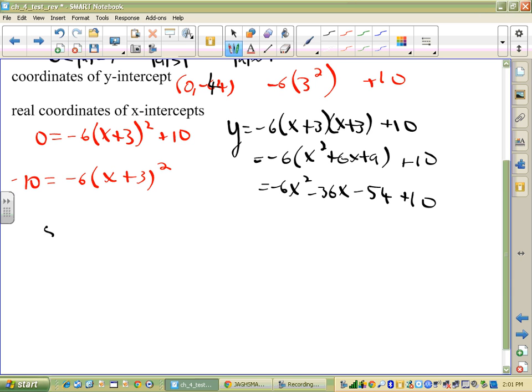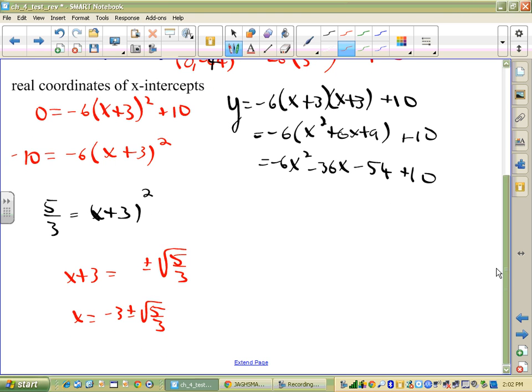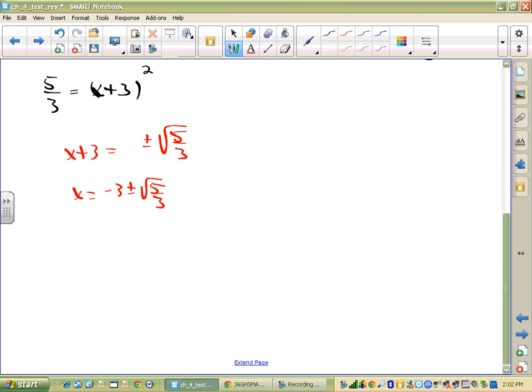So that's going to give me 5/3 is x plus 3, the quantity squared. Right? So I take a square root. So I get x plus 3 is plus or minus the square root of 5/3. So I get x is negative 3 plus or minus the square root of 5/3. So all this work for 2 points? I think I might just skip this question.